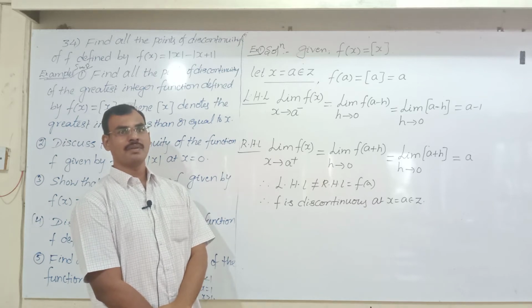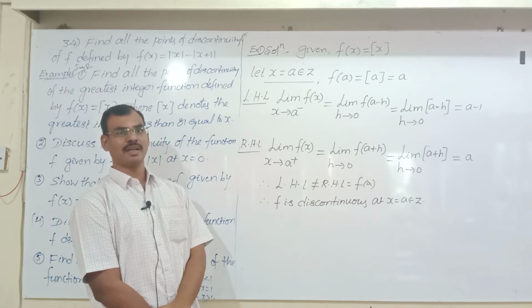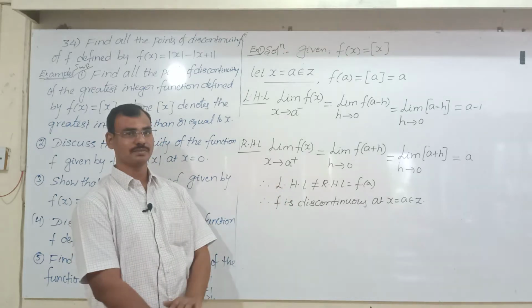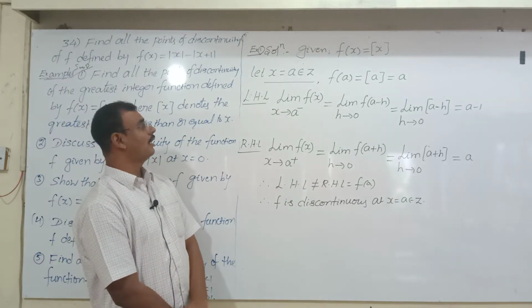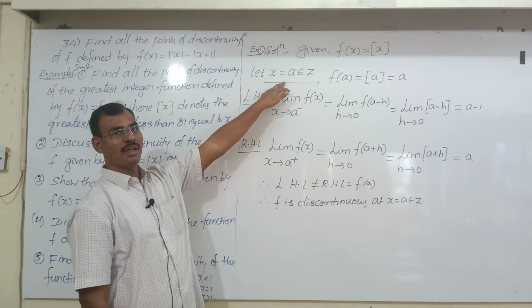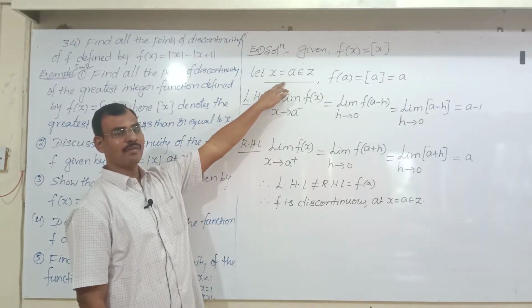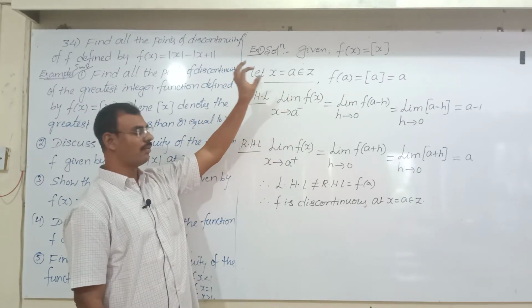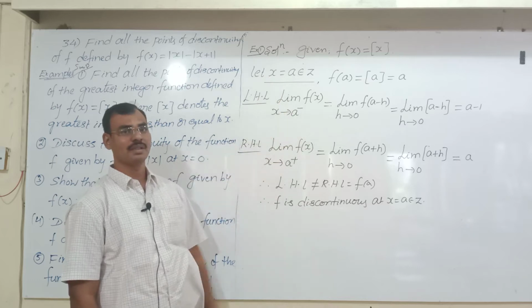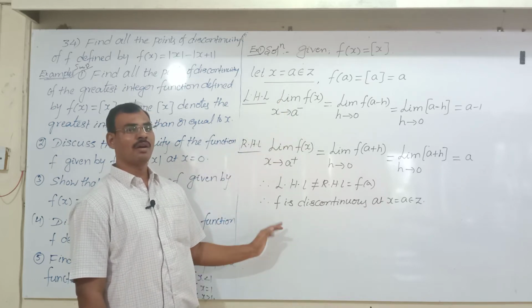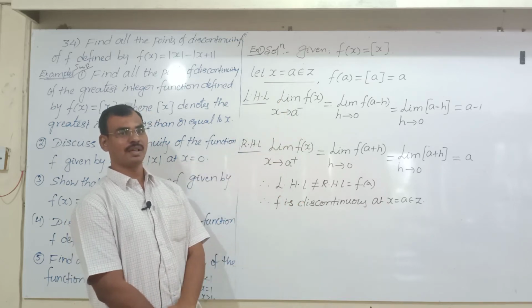The number of points of discontinuity is undefined, so many numbers are there. In the same manner, at non-integral values, that is non-integers, f of x is continuous everywhere. Number of points of continuity is undefined.